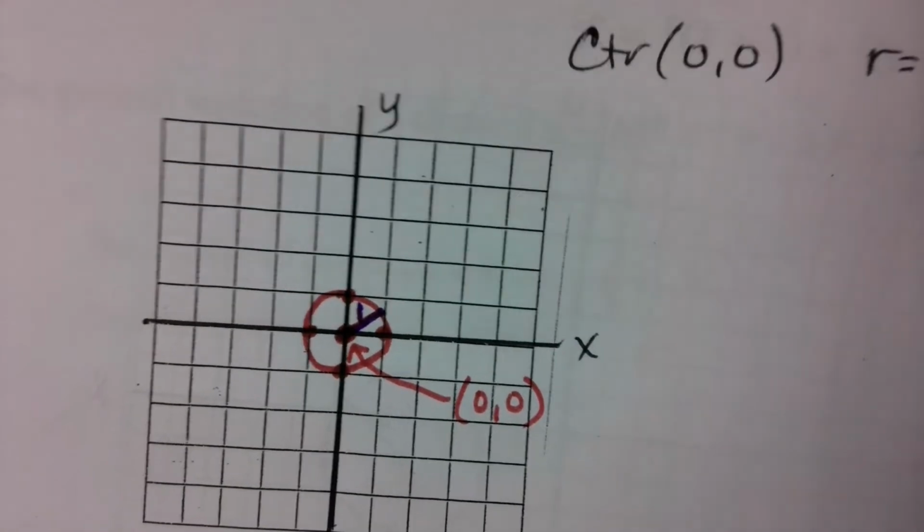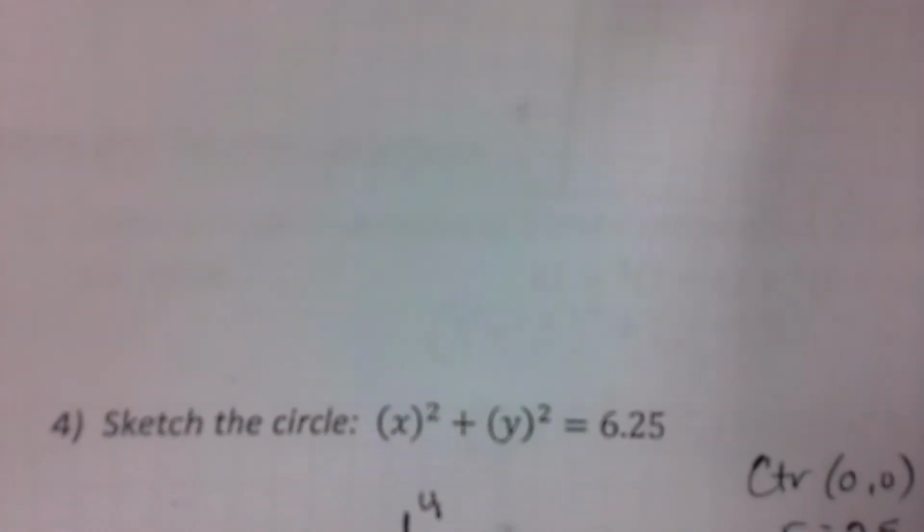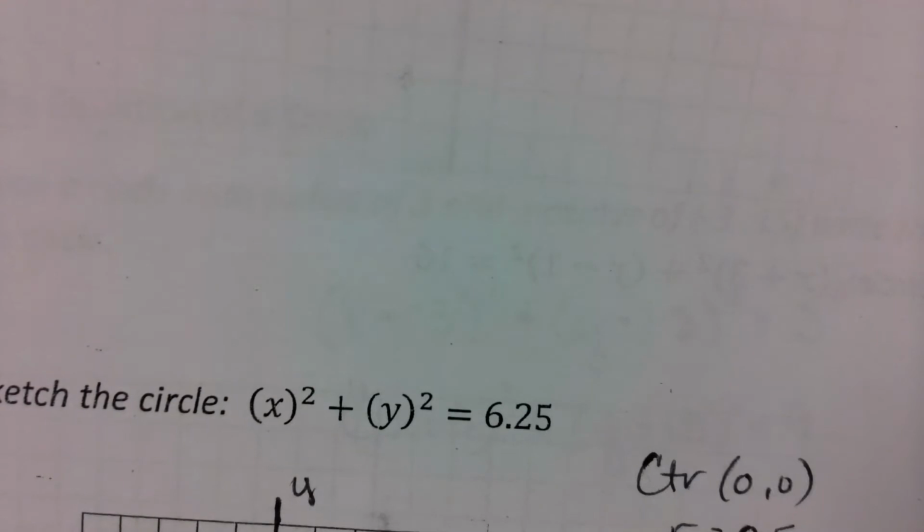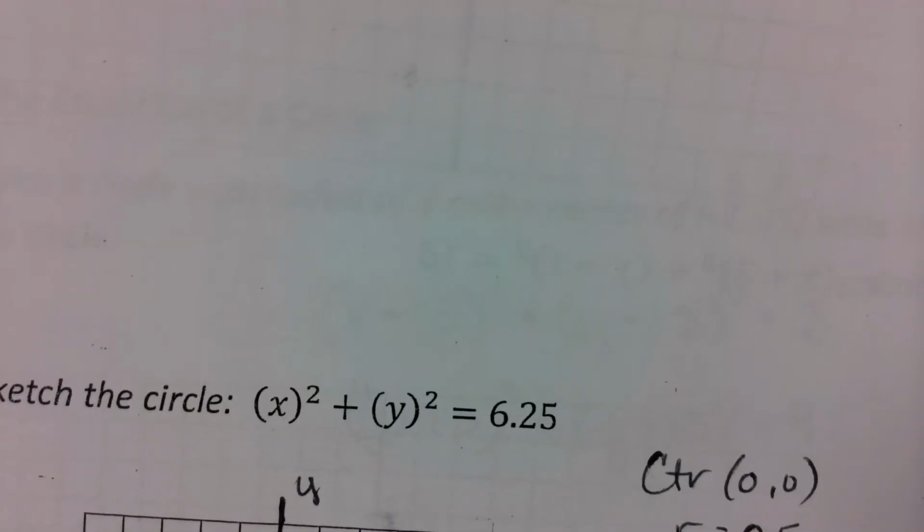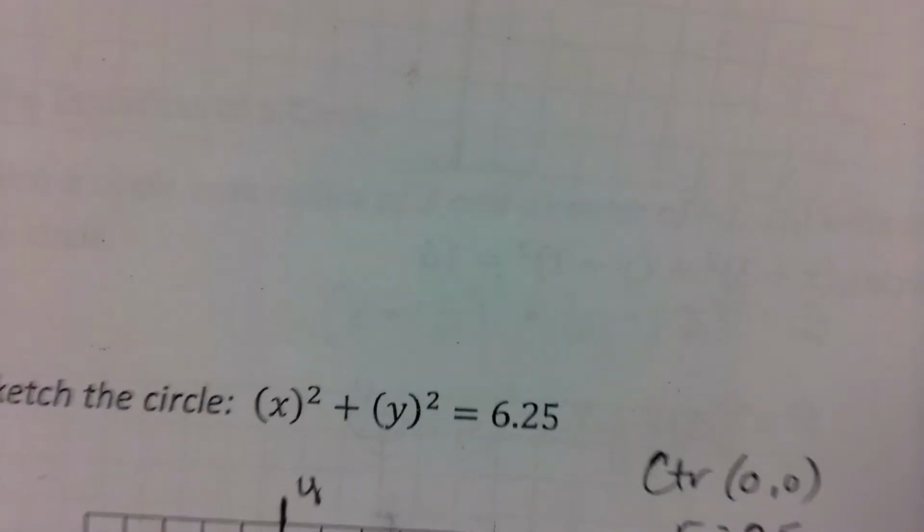Okay, let's look at this next one. So if we have this equation right here, if I can get it to focus, it would be a nice thing. There it goes. We know the center is going to be 0, 0 again, right? How do I figure out what the radius is of that? Somebody explain how.